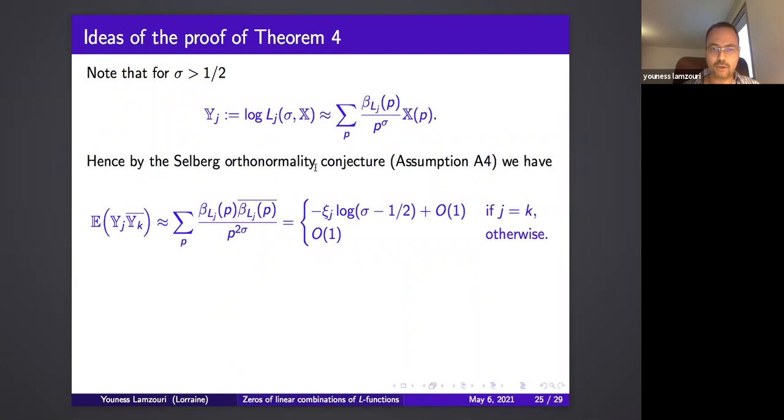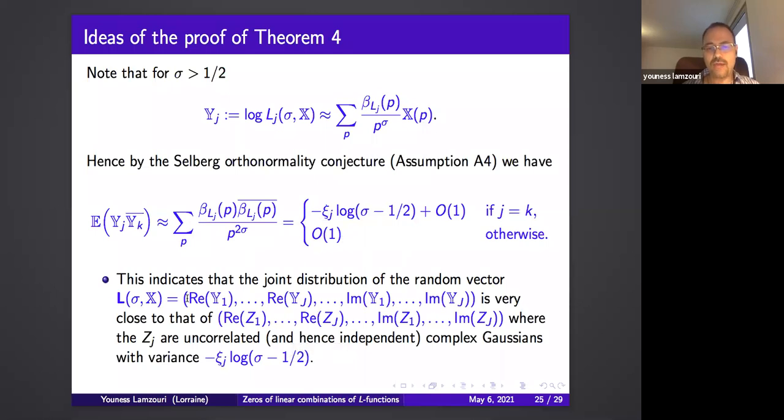And we know that by Selberg orthonormality that you have a lot of cancellation. So in fact, if J equals K, you have a big term here, and otherwise it's bounded, big O of one. And so it makes sense that the joint distribution of this random vector can be approximated by that of a random vector of Gaussians. So you have a real part Z1, real part Zj, and the imaginary parts. But the Zjs are not correlated, because once you divide by this factor, you have very small correlations here, little o of 1. So they are uncorrelated and hence independent, because for Gaussians, that's the interesting fact: if you have uncorrelated Gaussians, then they are independent.